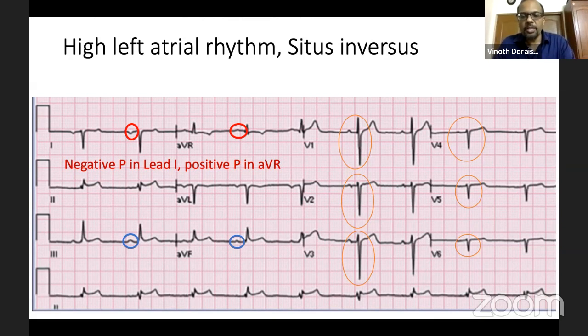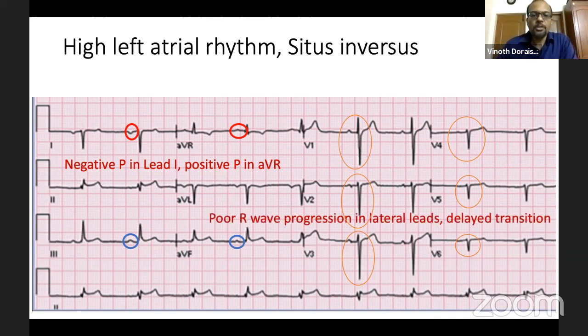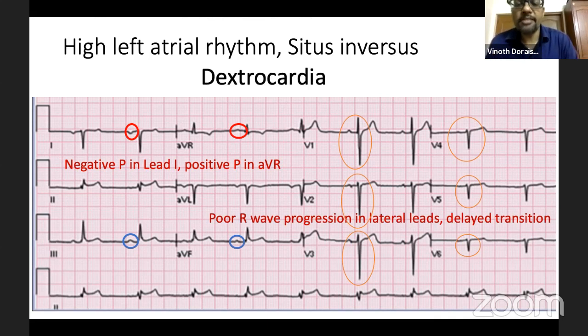Another thing is V1 and V2 are the right-sided leads. So because those leads are nearby the right-sided heart, the amplitude of those complexes is large. And because V5, V6 are on the left side of the chest and they are far away from the heart, which is on the right side, that is the dextrocardia, the complexes are small. So this is a poor R wave progression in the lateral leads, that is a delayed transition. So this is a high left atrial rhythm with situs inversus. You saw the previous ECG, a high left atrial rhythm with situs inversus and levocardia, where we have the normal R wave transition.